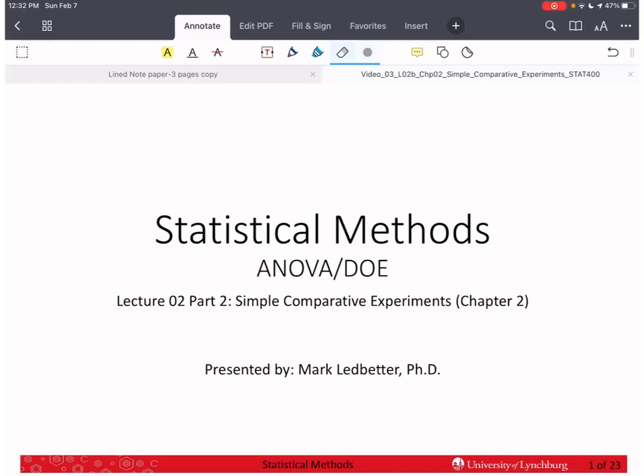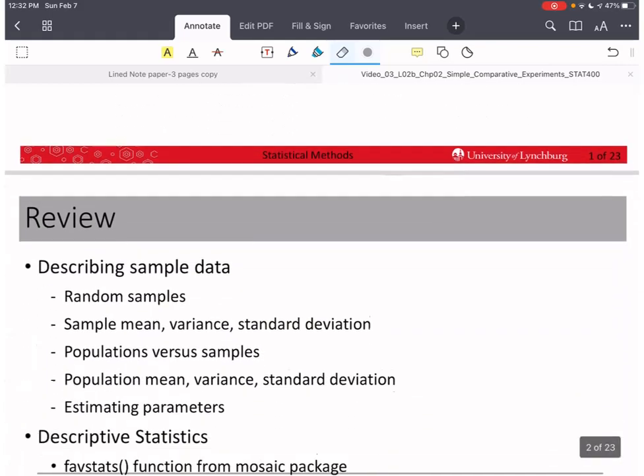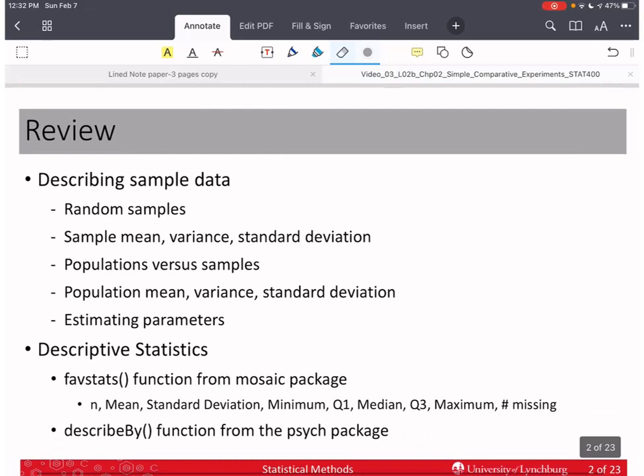I'm Mark Ledbetter, and we are in the ANOVA and Design of Experiments section of the course. This is Lecture 2, Part 2, and last time we covered Chapter 1, and so we talked about how we describe sample data and defined random samples. We talked about different statistics such as the mean, the variance, standard deviation, and many others that we might calculate.